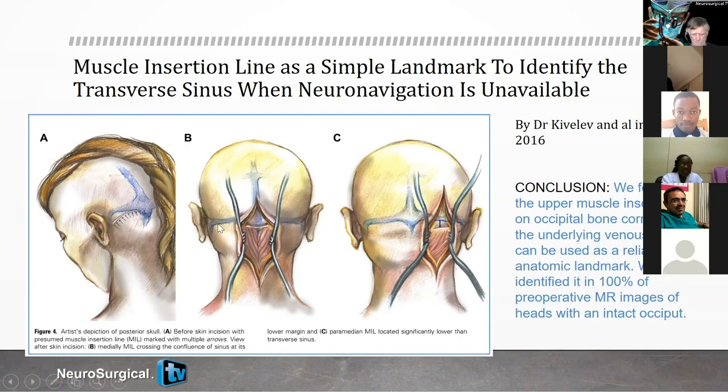In the 56 patients on whom he made the study, he realized that the insertion of these muscles was just 1 to 2 centimeters under the transverse sinus. Meaning that if you want to do, for example, a craniectomy just under the level of the insertion of these muscles, we have less risk of injuring the transverse sinus and causing complications.